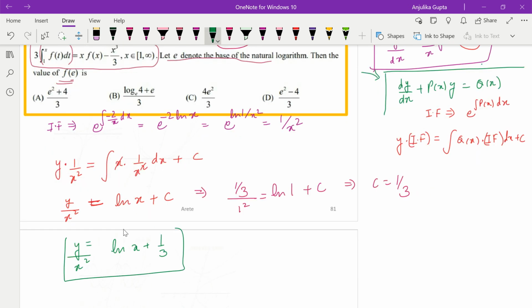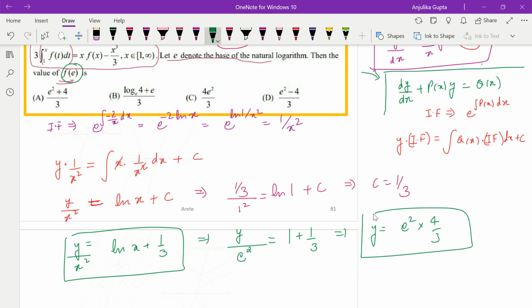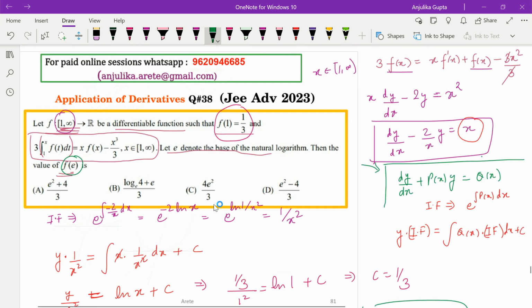What are they asking? What is the y value at e? Function value at e. That's what they want. So you just keep your y. Instead of x, you want to write e. Log of e, that's 1. Okay, so this is what you get. So finally, what's your y value? E square times 1 plus 1/3, this is 4 by 3. Right? So that's your solution. Function value at e is 4e square over 3.